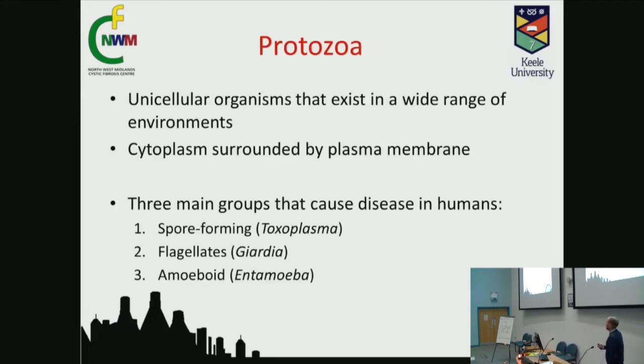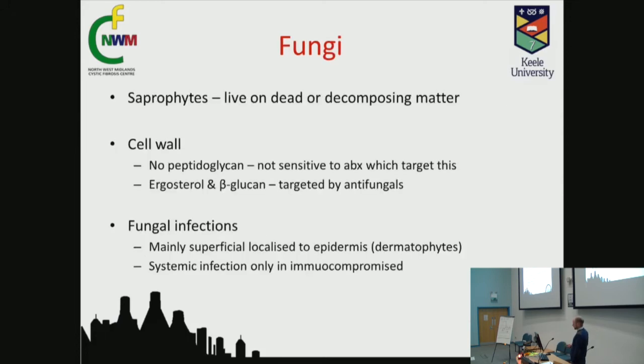So protozoa are single-cell organisms that exist in a wide range of environments. They have cytoplasm surrounded by a plasma membrane. As I mentioned before, their DNA is within a nucleus. They're pretty small print, but there are three main groups that can cause disease in humans, and they are the ones that are listed there. So you have spore-forming ones like Toxoplasma, flagellates like Giardia, and amoeboid ones. I've not spoken about the treatment of these. We will talk about the treatment of the other groups shortly.